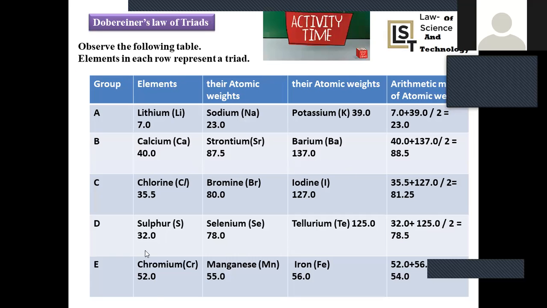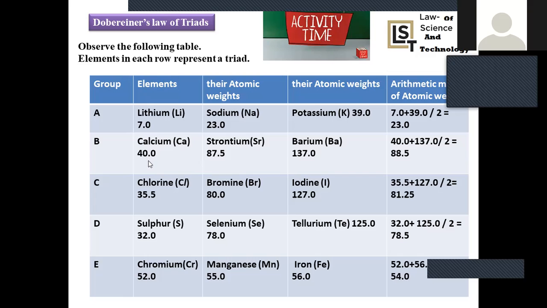What is the activity? Different triad systems were provided to us. One is lithium, sodium, potassium, these three elements of one cluster. Lithium with 7, potassium with 39. What we have to do? You have to observe the following table. Can each row represent a triad? For this triad, the arithmetic mean of the atomic weights was given as empty. If you take 7 plus 39 by 2, it will be 23. This exactly equals the sodium. So whatever assumption was provided by Dobereiner, it exactly maps with this one, so the law was verified.